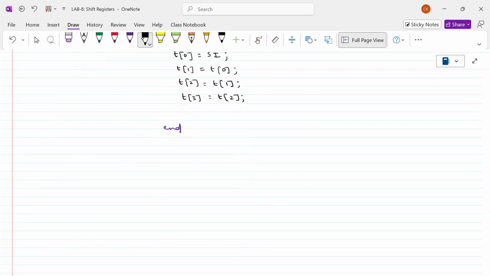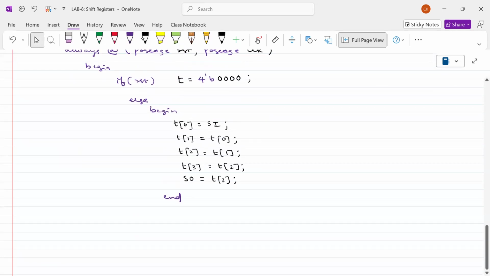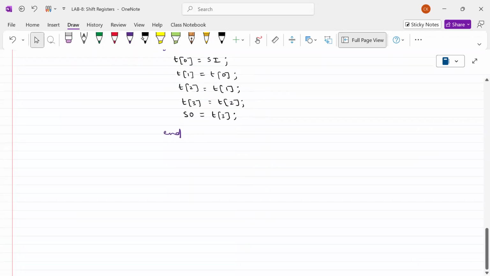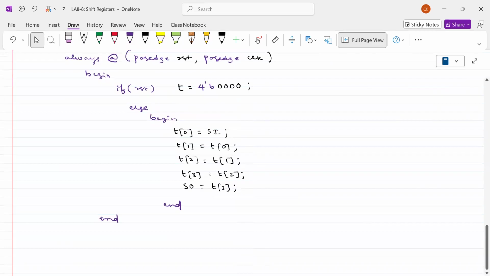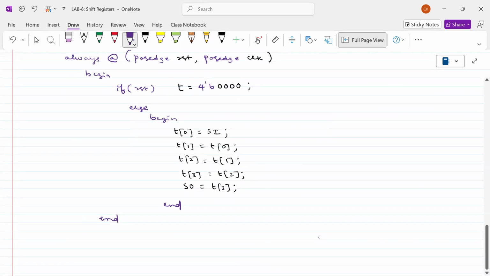Now finally, S naught is actually T of 3. If this point is clear, for every positive edge of the clock, this is what is going to happen. Now finally, this is the ending of the else statement. So we have started the begin and we have ended in this way.